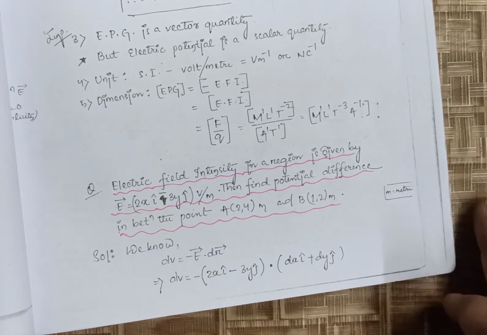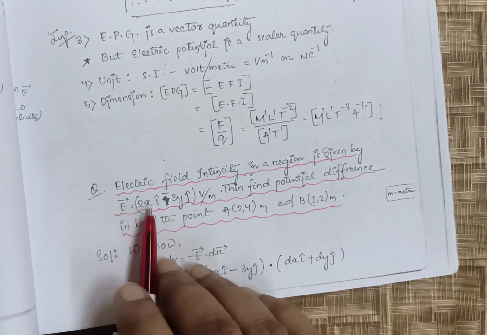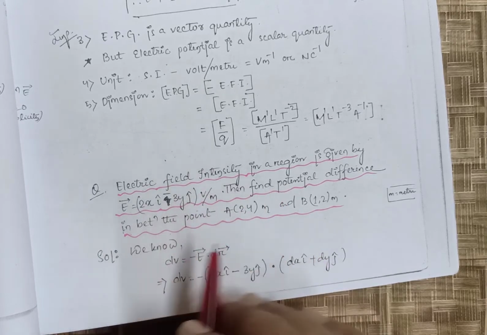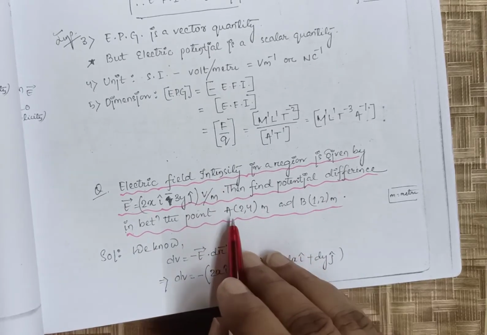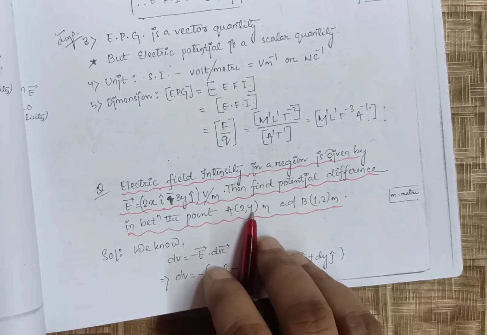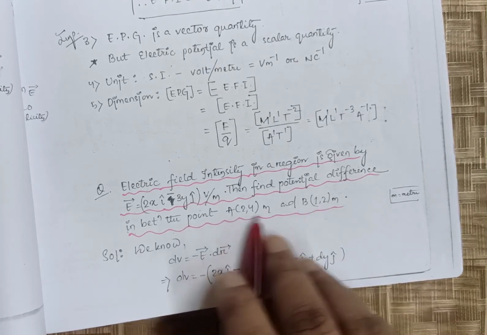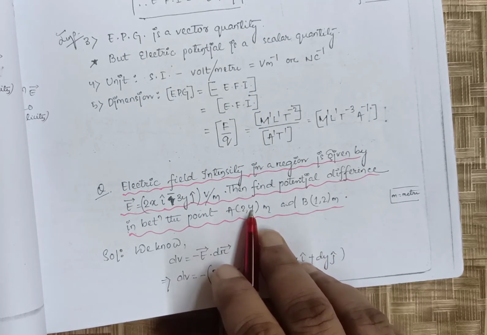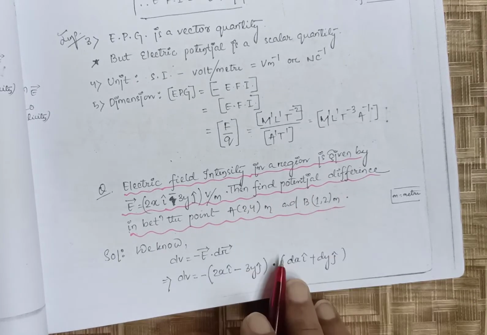In this question, electric field intensity is given as 2x i cap minus 3y j cap volt per meter. You see, intensity is a function of x and y. That means intensity is a variable with respect to distance. SI unit data is given. Then find the potential difference in that varying field from point A to point B. Point A coordinate is (2, 4), that means x coordinate is 2, y coordinate is 4. For point B, x coordinate is 1 and y coordinate is 2. That means in this problem, x varies from 2 to 1 and y varies from 4 to 2. What is asked is to calculate the potential difference.